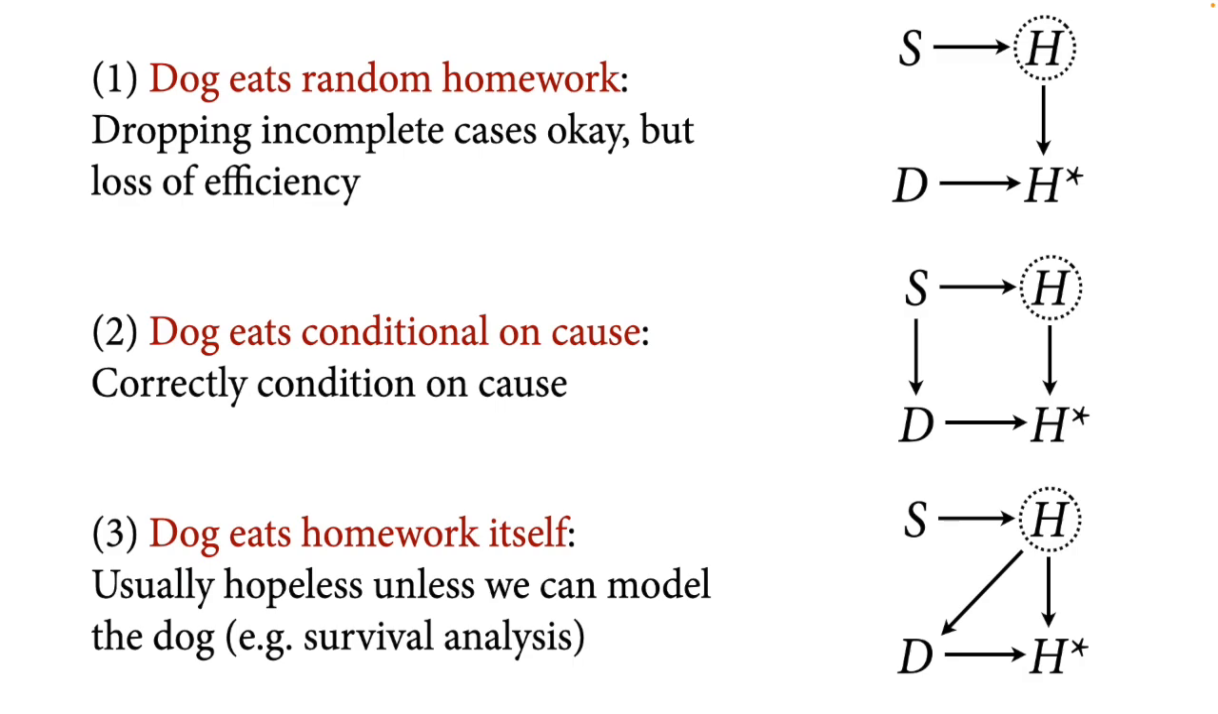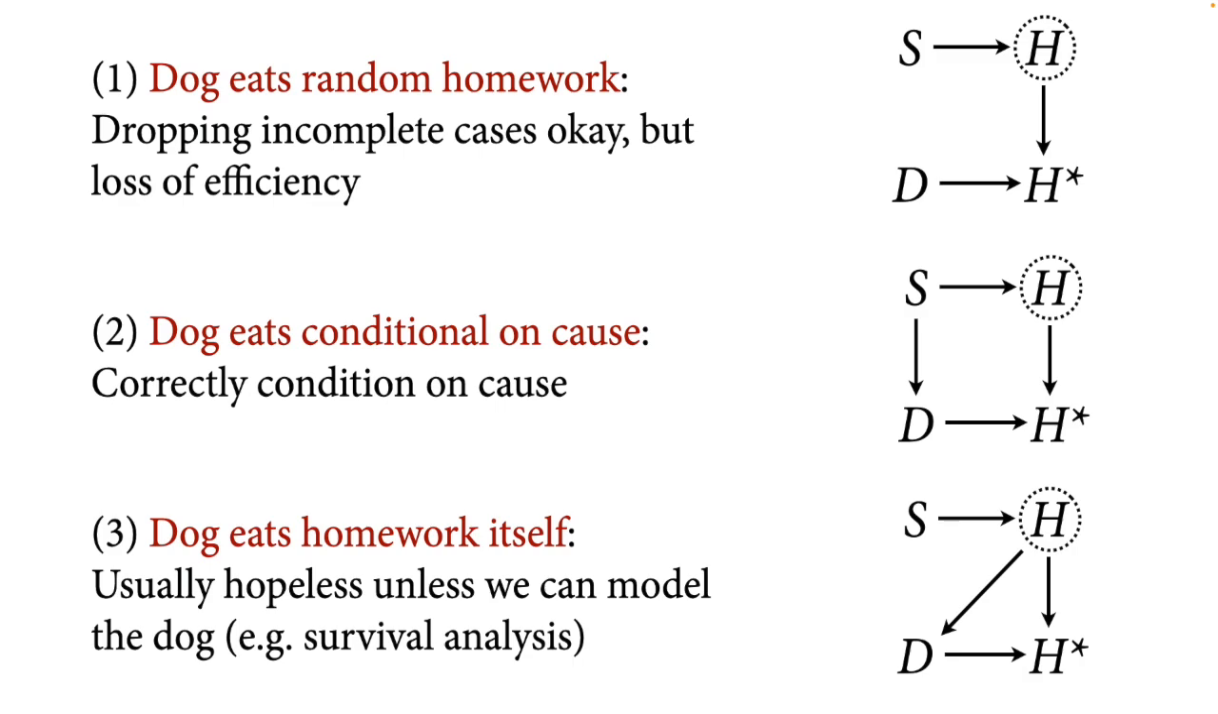So don't think this is the universe of things, but these are the stereotype cases, and you want to start by being easy on yourself and learning the stereotype cases so you can scaffold up your conception of the problems. So the first one I showed you at the top here is what I call dog eats random homework. Sometimes in stats, this is called missing completely at random, but that's not a very memorable phrase. Think about the dog. The dog eats random homework.